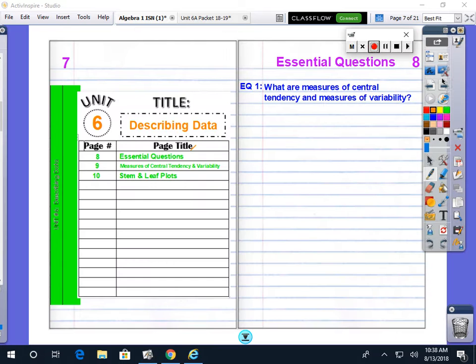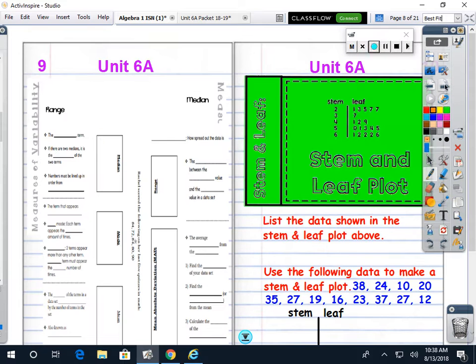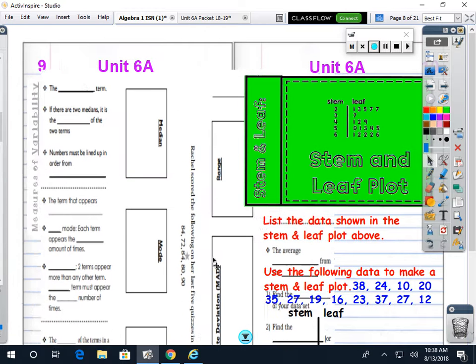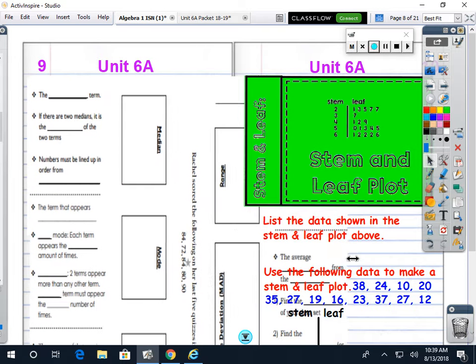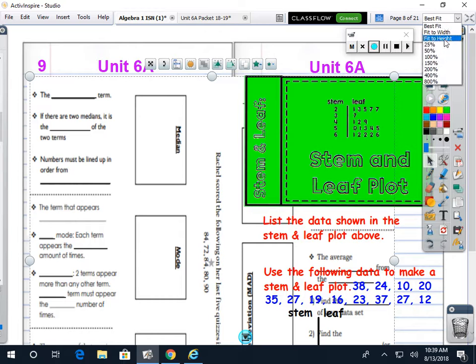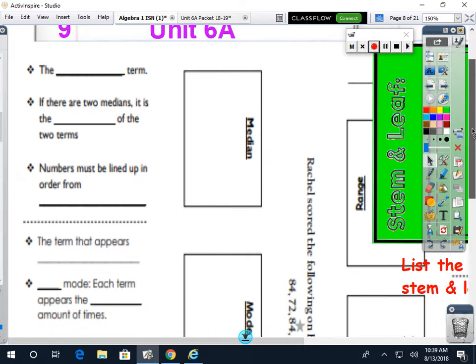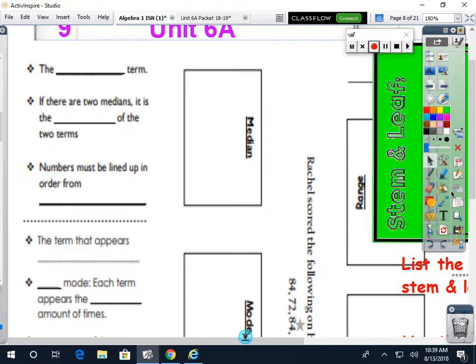So today, like I said, we're going to be talking mainly about the measures of central tendency, and sometimes they're just called measures of center, like you can see on the foldable that you were given. I'm going to zoom in so that we can see it better. All right, the first measure of center that we're going to be talking about is the median.